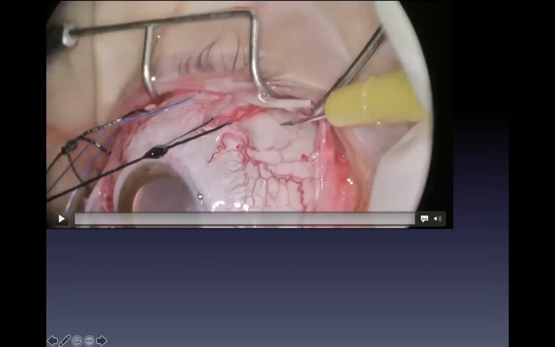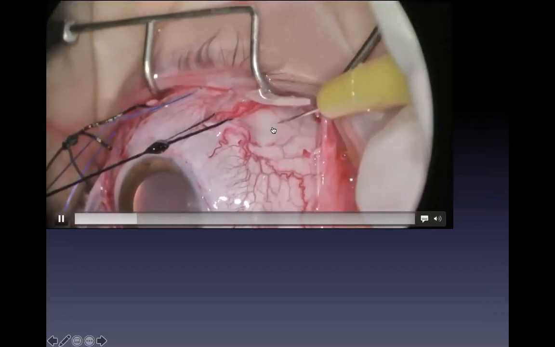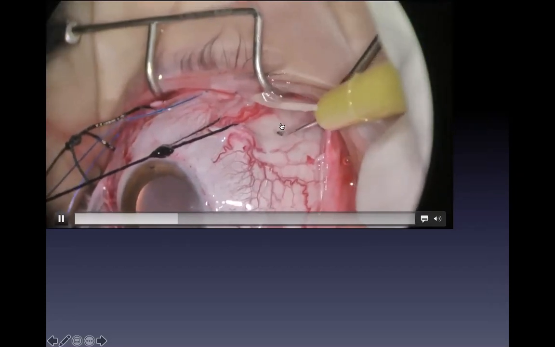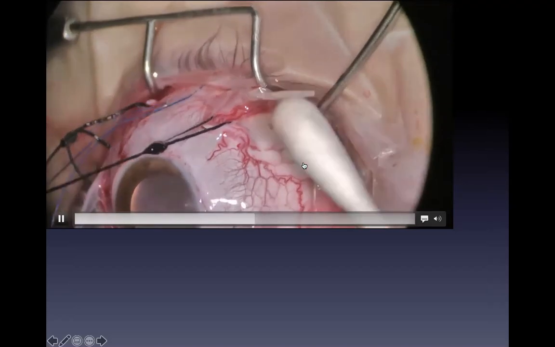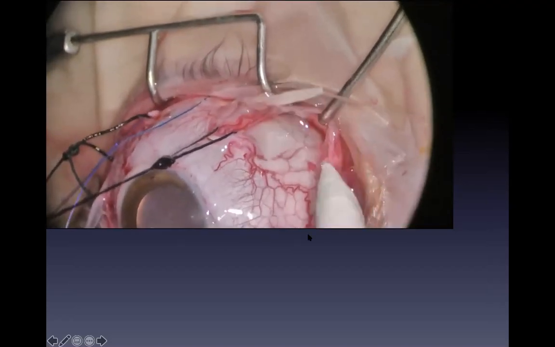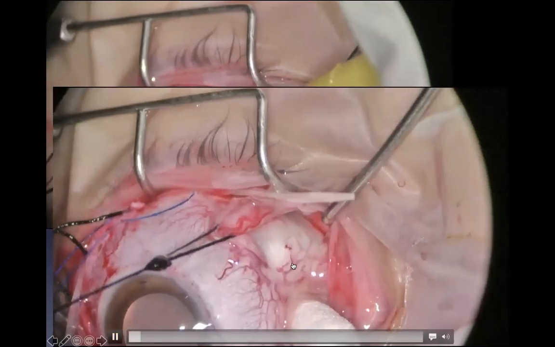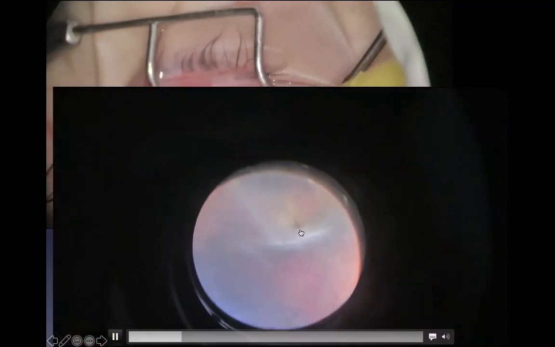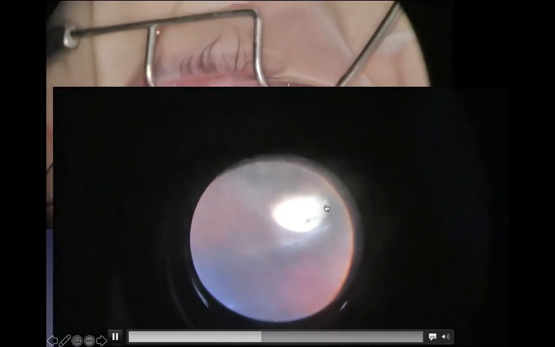And then we drain the subretinal fluid, as you see here, by doing a sclerotomy. This fluid is the subretinal fluid coming from the subretinal area, and then after draining the fluid, you see we find the retinal break area, as you see here, and do a cryotherapy.